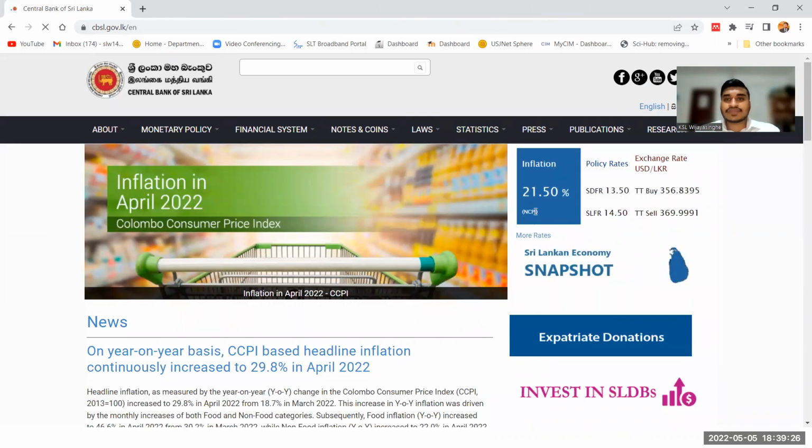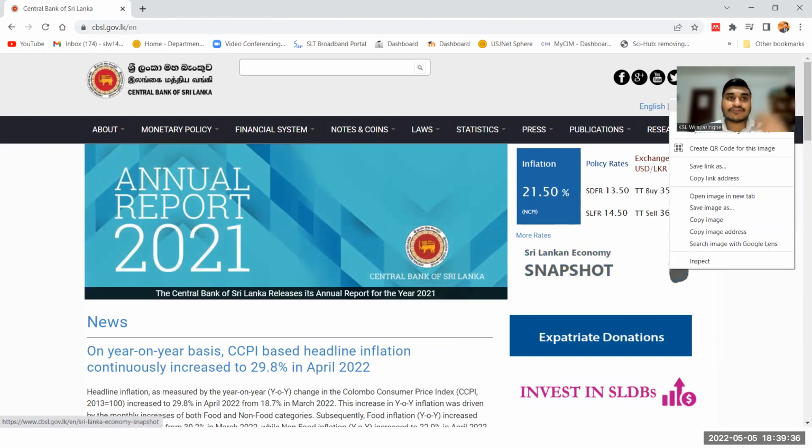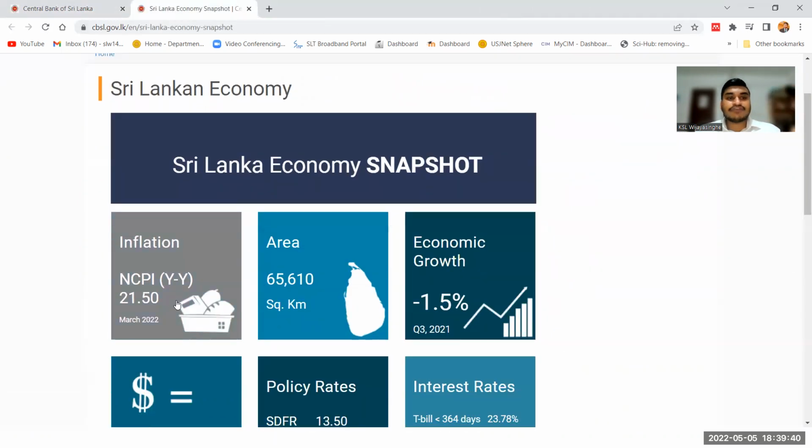This is the NCPI, National Consumer Price Index, 21.50 currently. This is the scenario. And if you click here, I will take this into another website so that it will open up in another page. So here you have year on year compared to March of the previous year, that is March 2021.